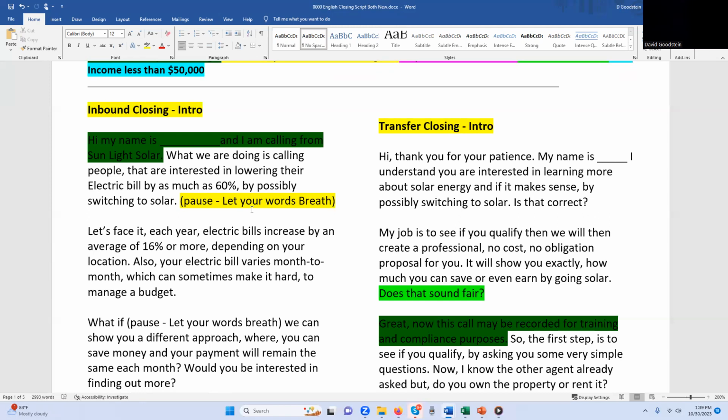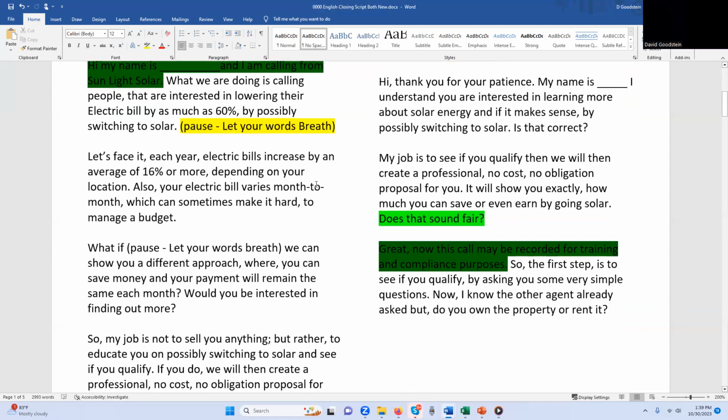So we're going to start. Hi, thanks for your patience. The call is being transferred. They probably waited on pause for a few seconds. So thank you for your patience. My name is David, and I understand you're interested in learning more about solar energy and if it made sense, possibly switching to solar. Is that correct? Great. My job is to see if you qualify. Then we'll create a professional, no cost, no obligation proposal for you. It's going to show you exactly how much you can save or even earn by going solar. Does that sound fair? Great.